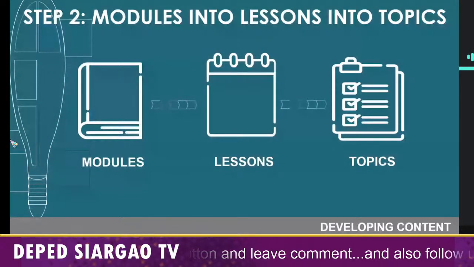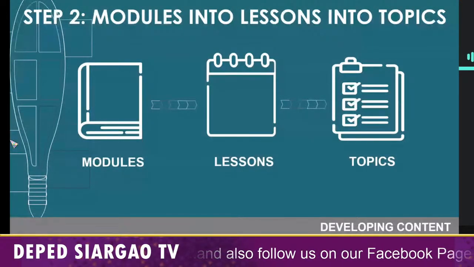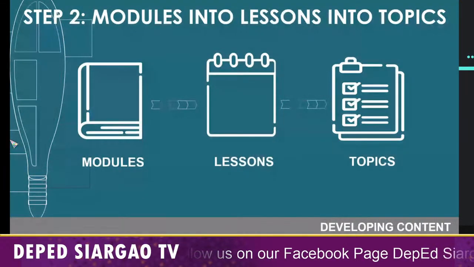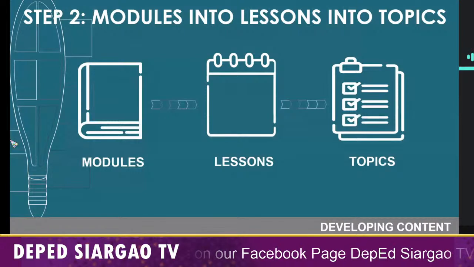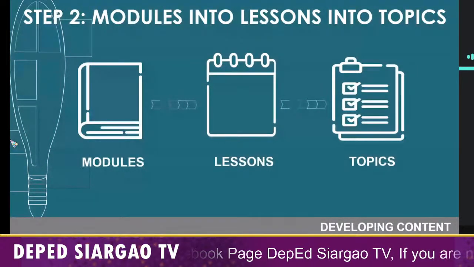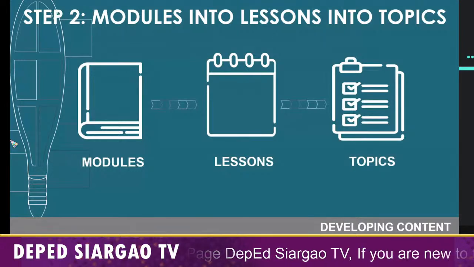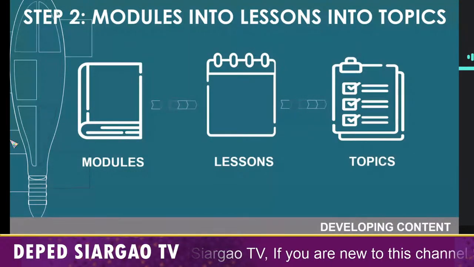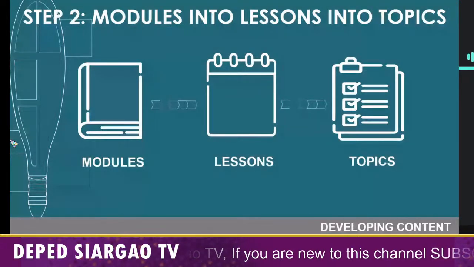Okay. Now for our step 2. So the step 2 is that from your modules, you are going to have modules into lessons into topics. So from there, you are going to continue the process of chunking. So from modules, you chunk the content to lessons. And then from lessons into topics. So you have to divide modules into smaller related chunks. And these will become your lessons. And then you continue with this process until content is broken down to the topic level.